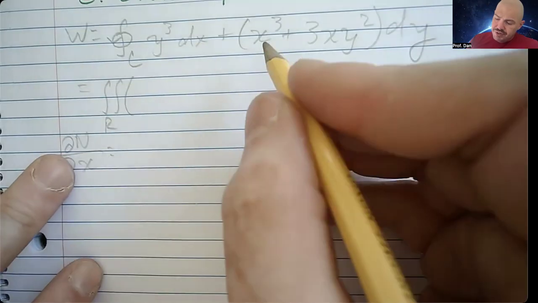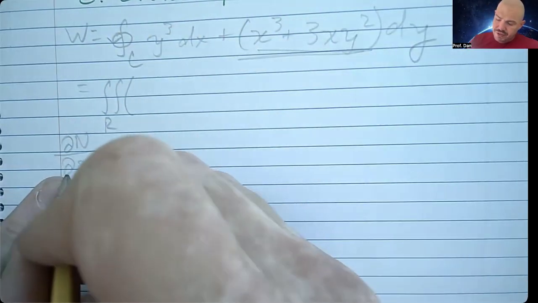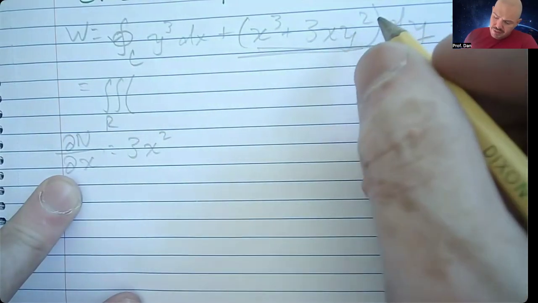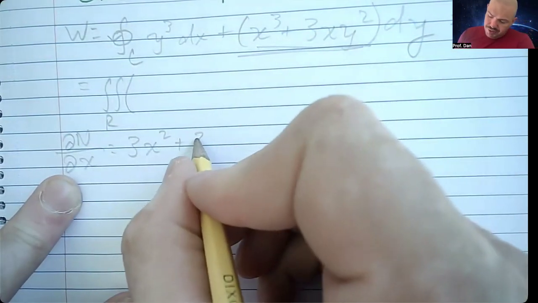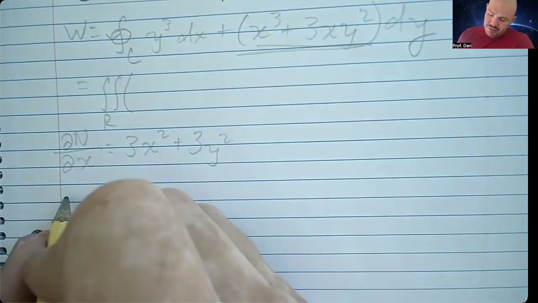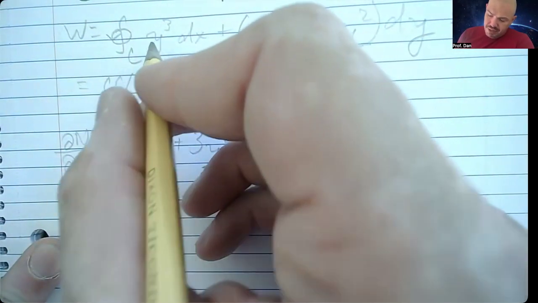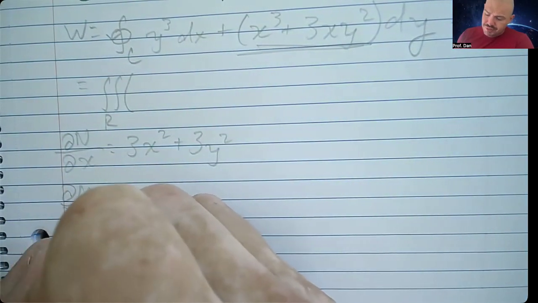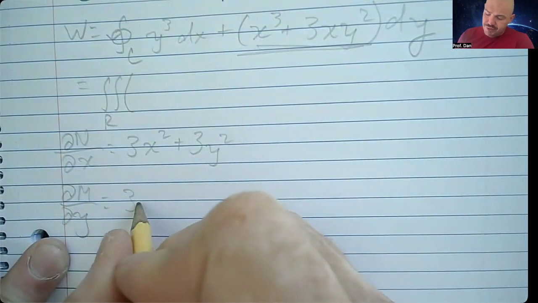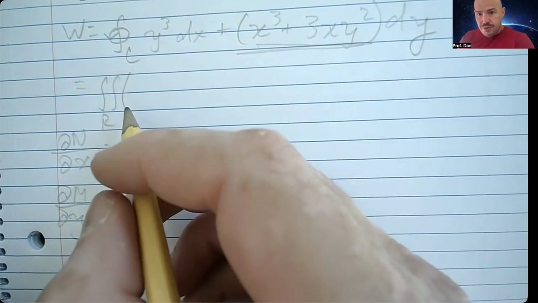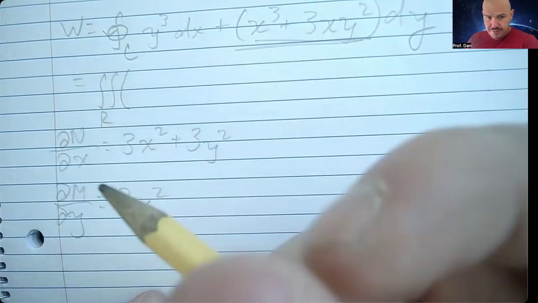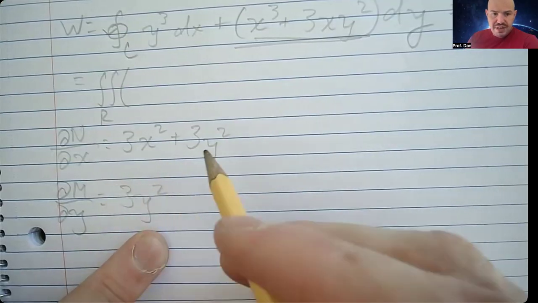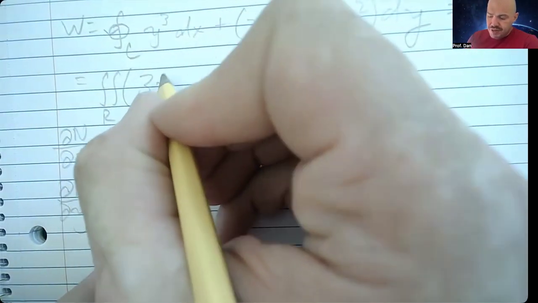All right, my n is going to be the second piece right here. If I differentiate with respect to x, I get 3x squared plus 3y squared. If I look at my m, remember that's your x component. If I differentiate this with respect to y, I get 3y squared. So the integrand for this integral for Green's theorem is going to be the difference between these, this one minus this one. If I do that, I'm going to be left with just 3x squared, as we were in the last example, and dA.